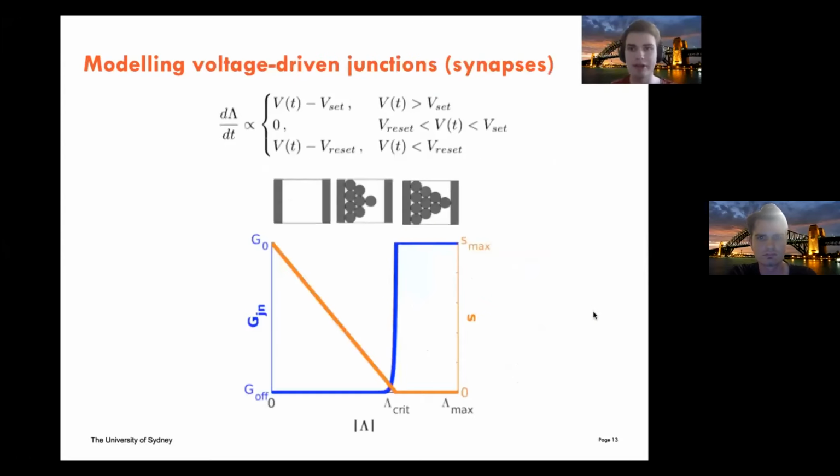And to model the junctions, we model them as threshold memristors, and we describe them with a filament parameter lambda. The filament parameter grows if the voltage is bigger than a certain threshold, and shrinks if the voltage is smaller than another threshold. And if the filament parameter passes or becomes close to a certain value, then the conductance of the junction jumps by orders of magnitude, which is shown in blue.